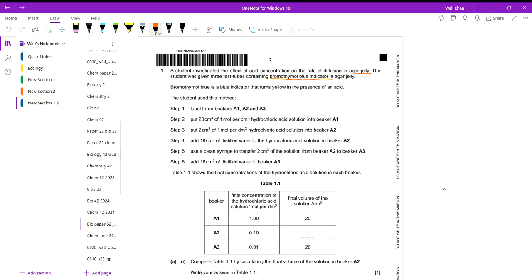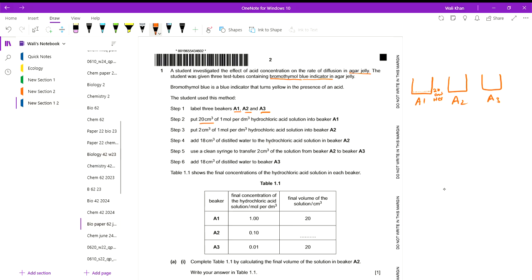Step 1. Label 3 beakers A1, A2 and A3. Put 20 cm³ of 1 mole per dm³ hydrochloric acid solution into beaker A1. So we put 20 cm³ HCl.